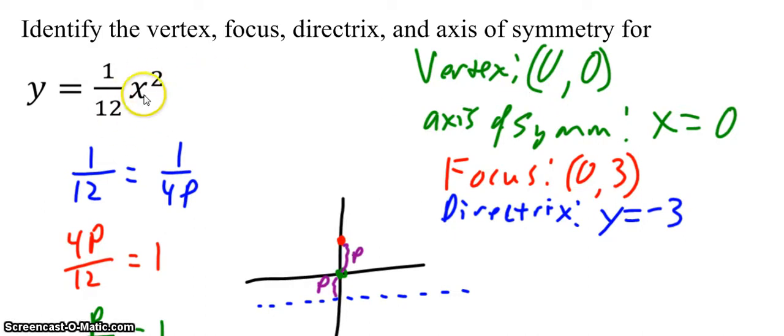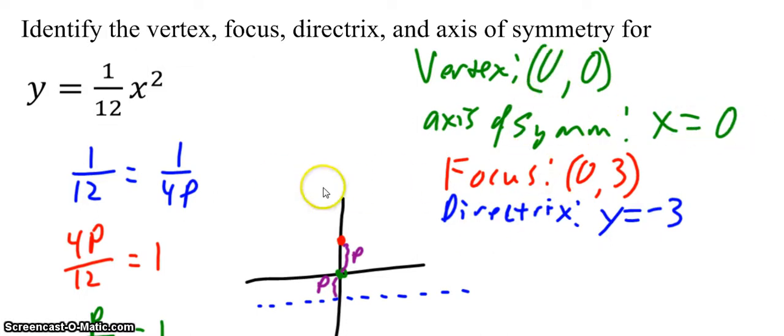So, if I first look at the function, I can see that nothing is added or subtracted inside the squared part, and nothing is added or subtracted outside the squared part, so that's how I know the vertex is at (0, 0). The axis of symmetry then is x = 0, because that's the h-coordinate of the vertex.